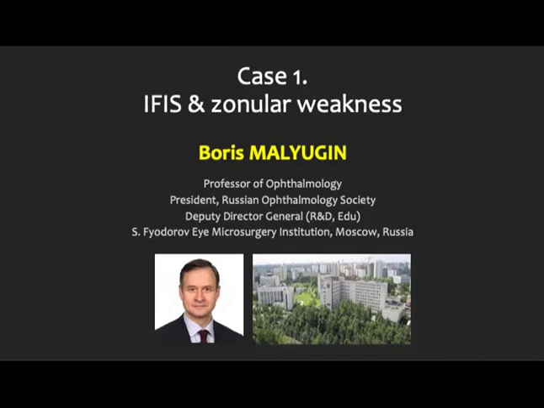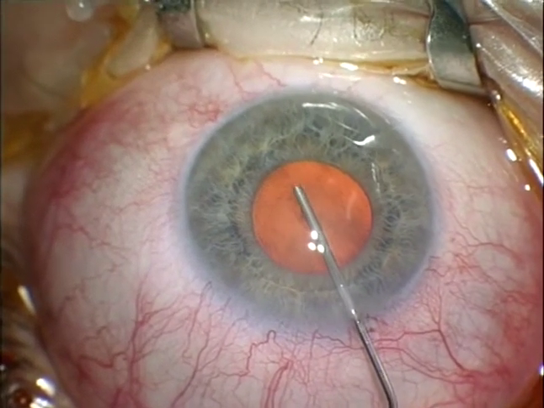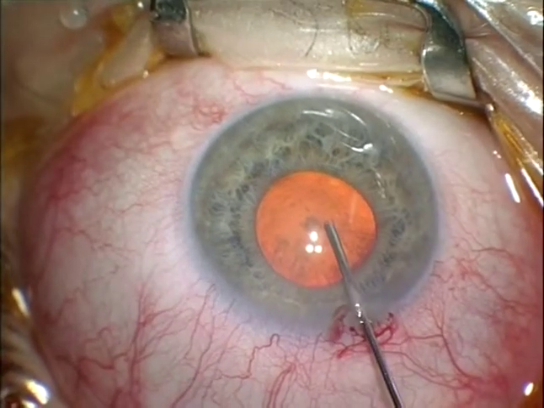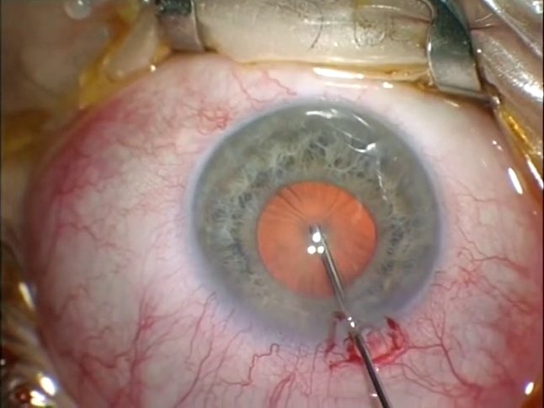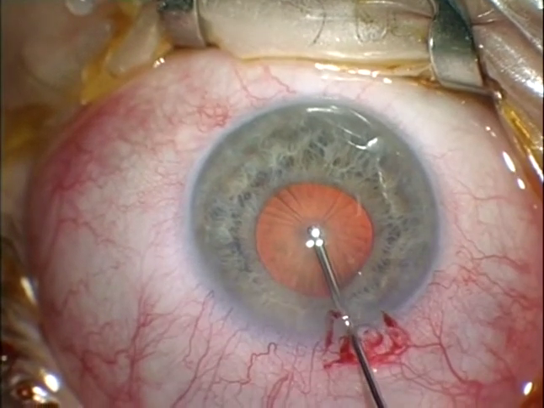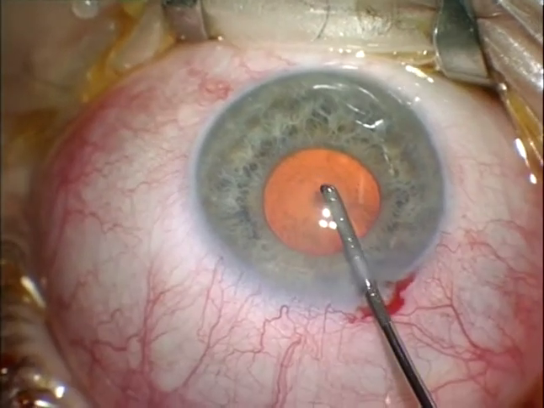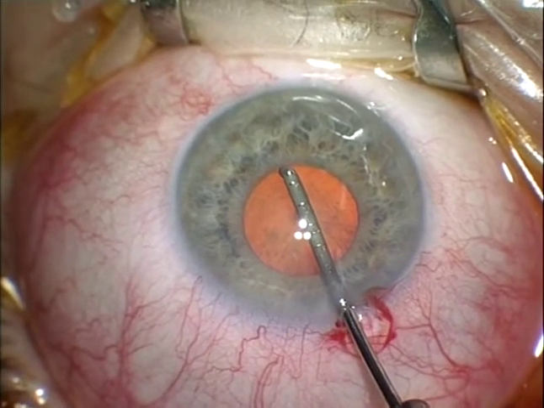Dear colleagues, here's the first case of a patient having IFIS and zonular weakness. Viscoelastic is now being injected into the anterior chamber, allowing us to expand the pupil, which is moderately dilated. By pressing with the cannula on the anterior lens capsule, we can see folds, which is a characteristic sign representing zonular weakness. Size of the pupil is about 5 mm.